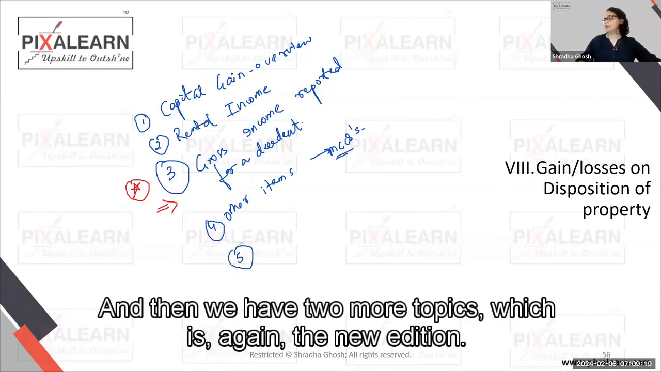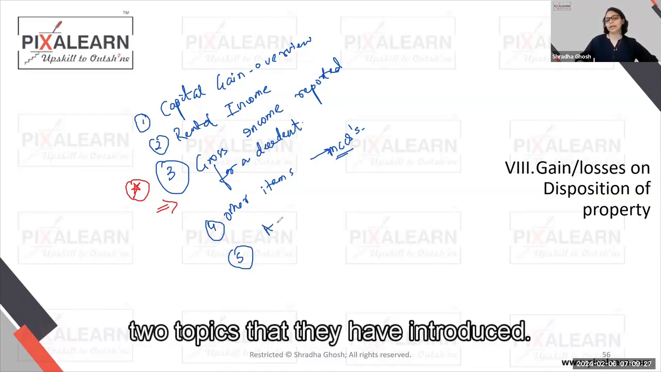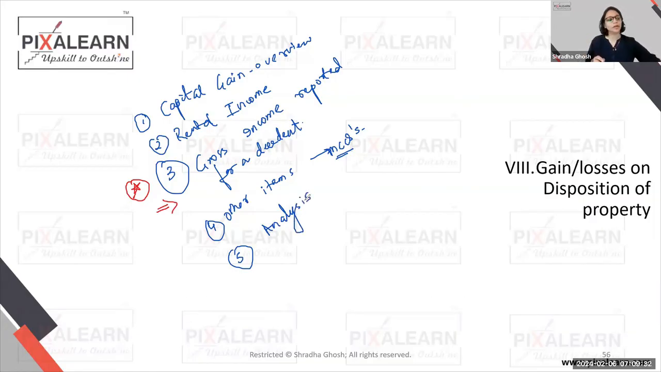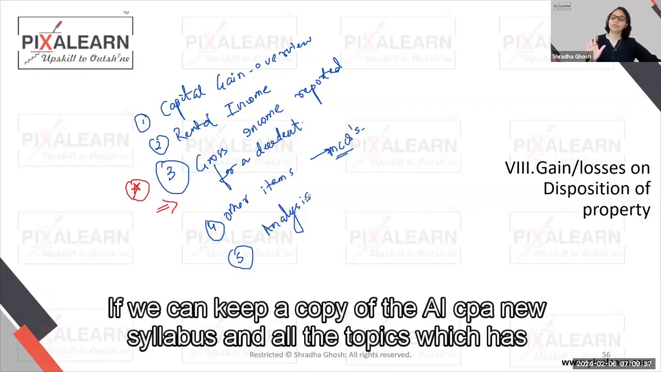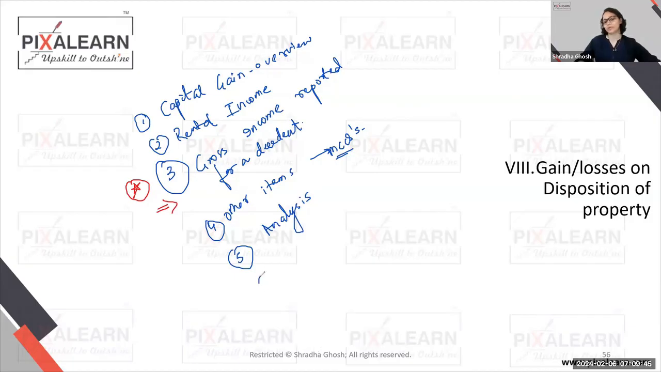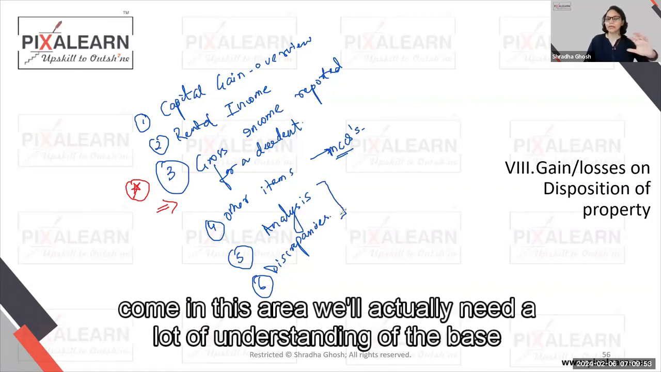And then we have two more topics, which is again the new addition. If you go back to our initial class when we had the orientation, there are two topics that they have introduced. Now, not every area will be tested for this, but as I told you in the first class also, it's a good idea if you can keep a copy of the AICPA new syllabus and all the topics which have been highlighted for analysis and discrepancies. These are the two topics that I would want you to dig very deep, because the kind of sims that can come in this area will actually need a lot of understanding of the base concepts.